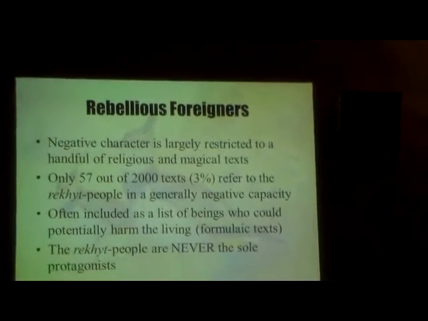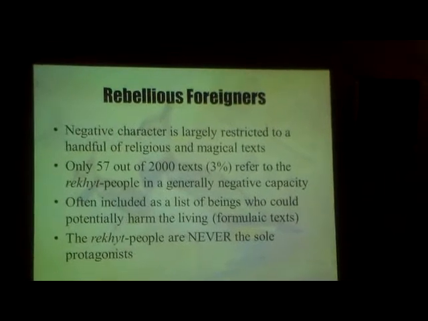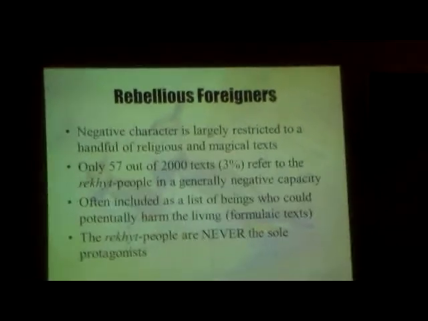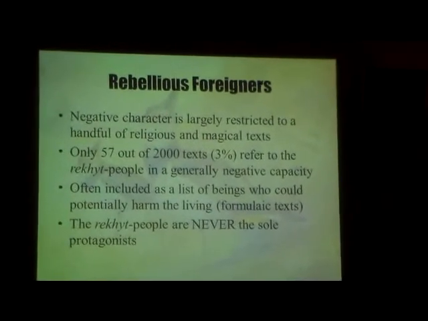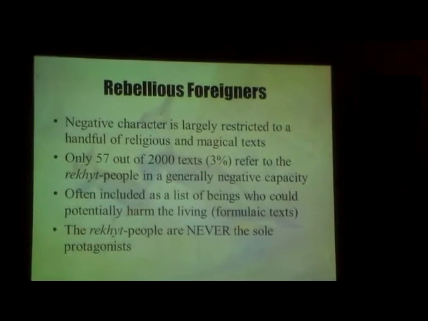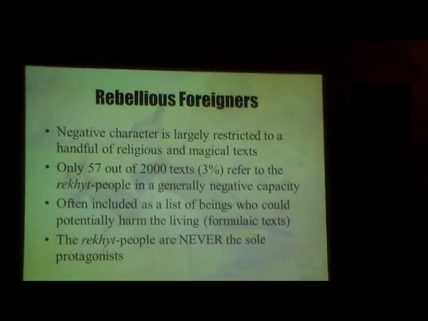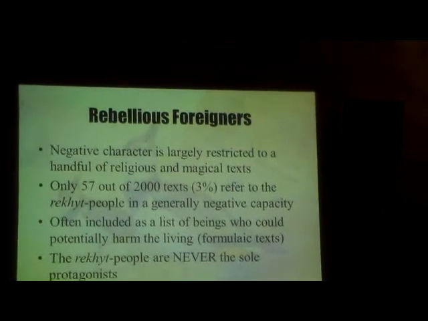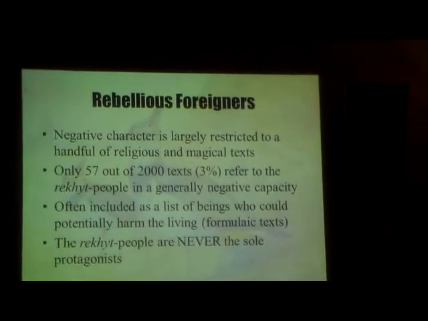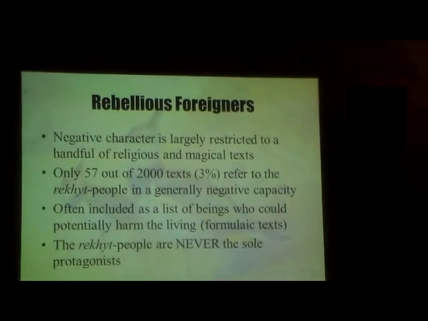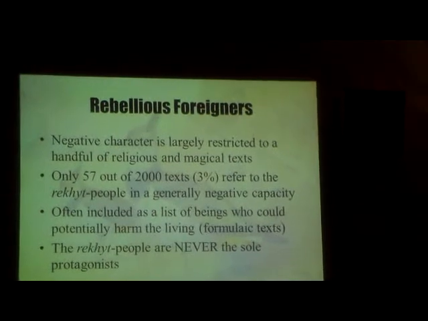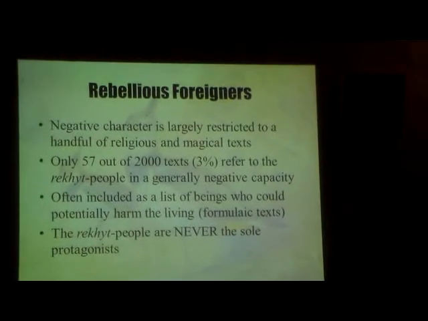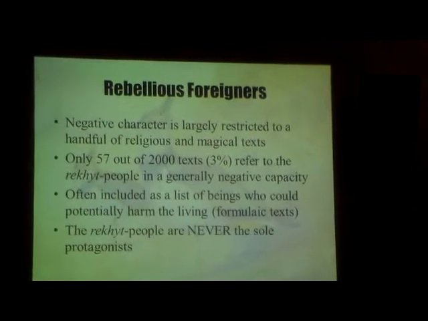So the negative characteristics of the rekhyt people are not particularly common. Out of 2,000 texts, only 57 highlight the negative characteristics. But it's usually these 57 texts which Egyptologists refer to. And usually it's restricted to magical texts or religious texts, such as the pyramid texts. And what you find is that when they are present in these magical texts, it's usually not alone. They're there with lots of other groups, as I'll show you with an example. So they're never the sole protagonists. You can't really say that the rekhyt people have this negative characteristic without discussing all the others.